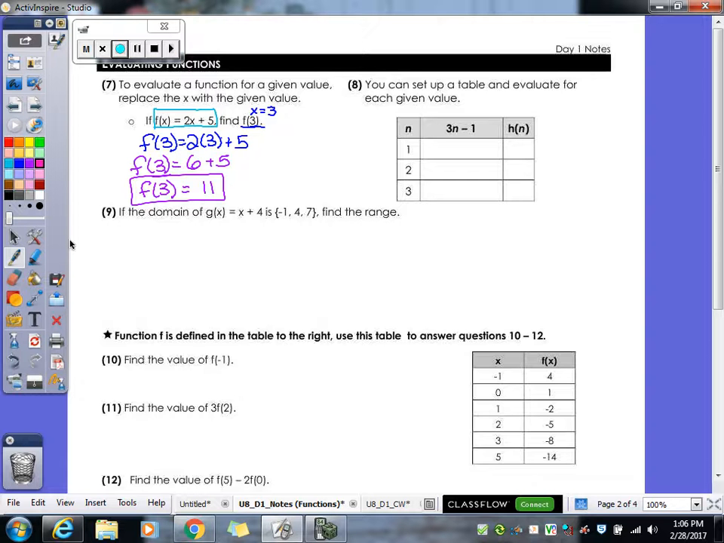Now 8's another way of asking it. They're just giving it to you in a table of values form, but it's the same thing. They're telling you to take the 1, the 2, and the 3, plug it in for n, and then let's see what we get. So instead of 3n minus 1, we would do 3 times 1 minus 1. Which, what would this give us? 3 times 1 minus 1? 2. And then 3 times 2 minus 1 would give us 5, yeah. And then 3 times 3 minus 1 gives us 8.